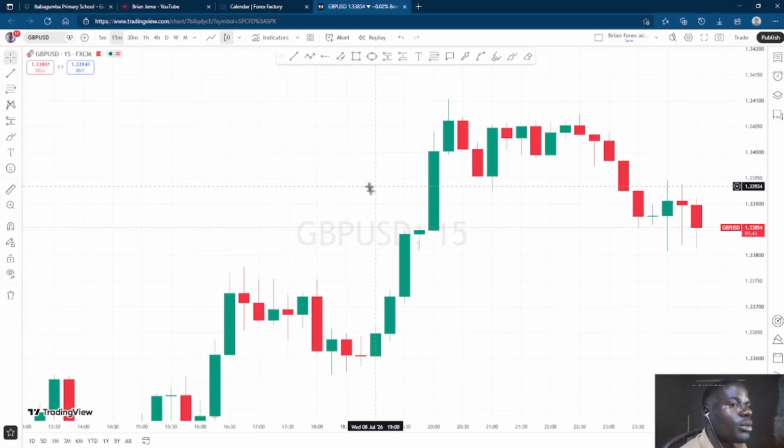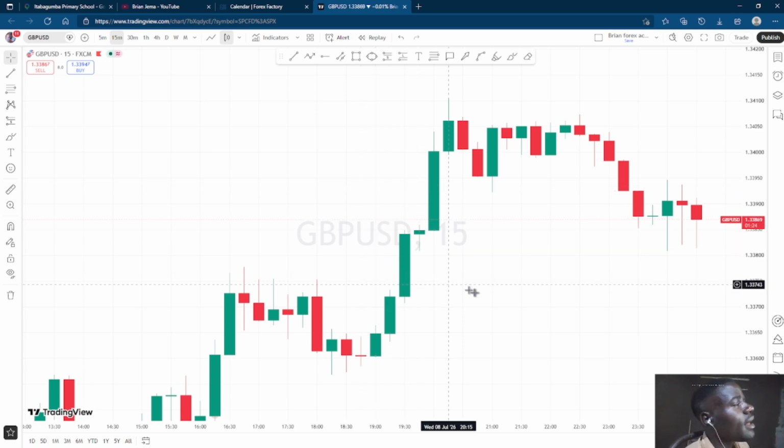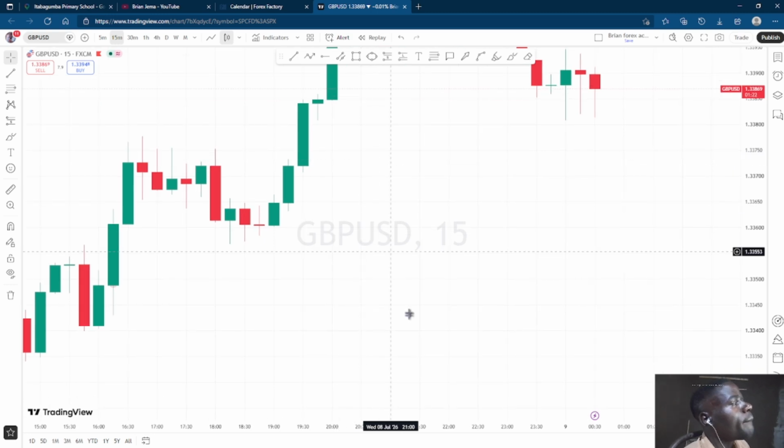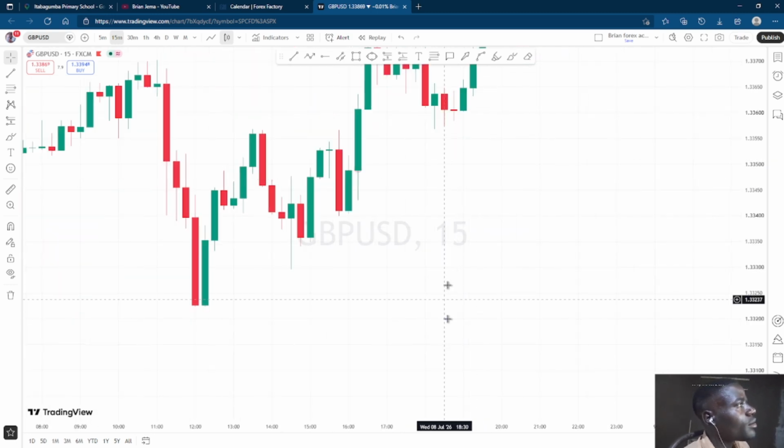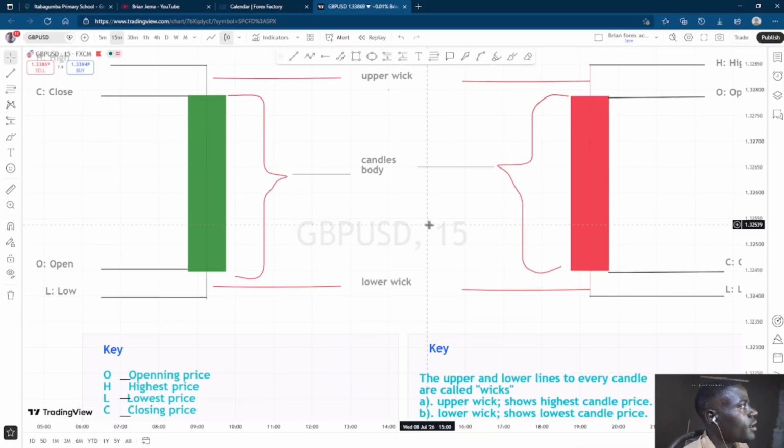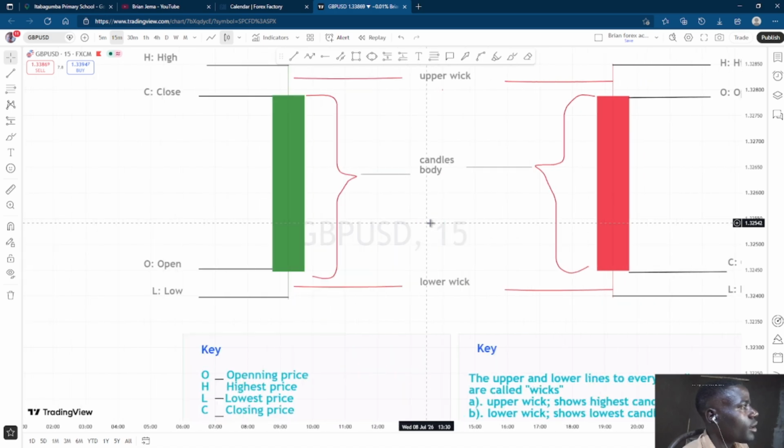And there is only one principle that you need to put into your head. The bullish candle's opening price is lower than its closing price, whereas in the bearish candle the opening price is always above its closing price, and that is the principle of the bullish and the bearish candles, guys. Let us come back here so you can see what I am talking about.